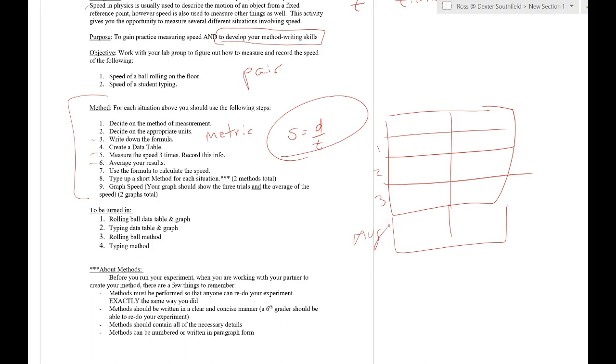Use the formula to calculate the speed of the rolling ball and type up a short method section. This will be homework, number 8. Eventually you will also graph your speed based on this data. You will then repeat all of these steps for the speed of a student typing. So you're going to do this 2 times, right? You're going to do this once for finding the speed of a rolling ball and another time for finding the speed of somebody typing.